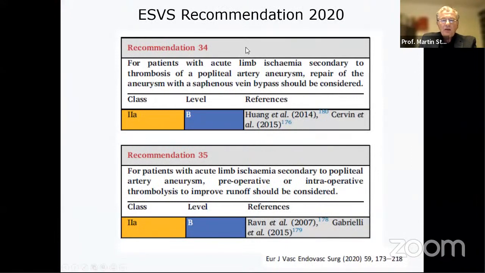And I would like to show you the actual recommendations of the European Society of Vascular Surgery published last year for acute ischemia. And they really recommend on the class 2A level, which is not too bad, that for patients with acute limb ischemia secondary to thrombosis of a popliteal artery aneurysm, repair with saphenous vein should be considered. Should be considered is a quite strong recommendation. And also it says for patients with acute limb ischemia secondary to popliteal artery aneurysm, that thrombolysis should be considered. It means before or most of the times afterwards. But you see here the literature is a little bit older, from 2007. So this is a problem which has to be recognized before you do something with the patient.